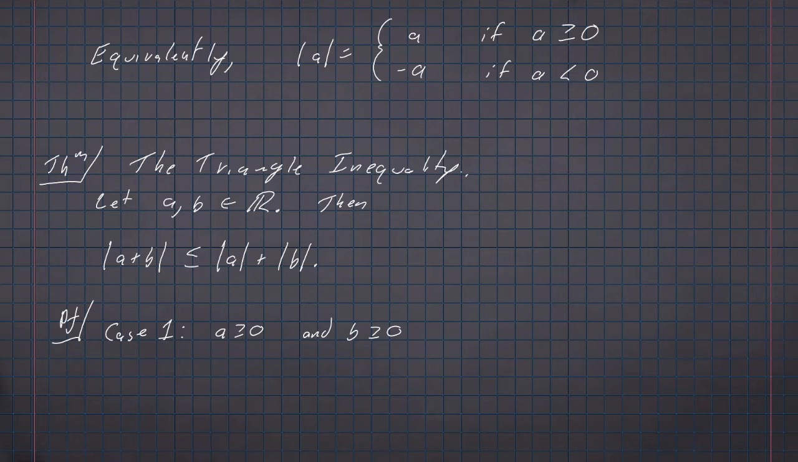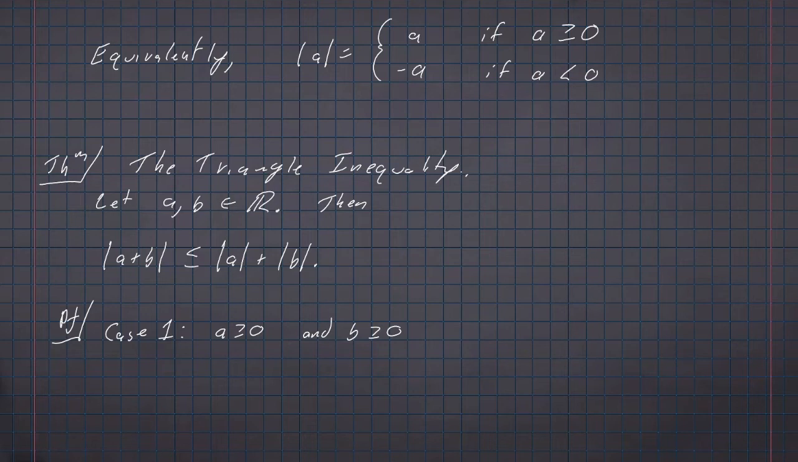And because of the nature of absolute value, we are going to have to break this down into cases. Right? Absolute value is broken down into two cases. So we'll break it down into cases on A and cases on B matching the same thing. So we'll take the case of A greater than or equal to 0 and B greater than or equal to 0. We'll take the case of A greater than or equal to 0 and B less than 0.